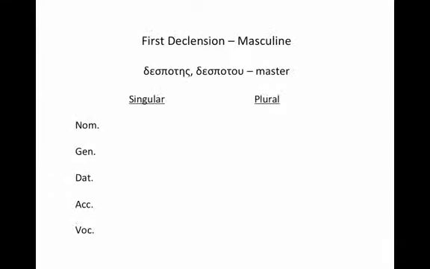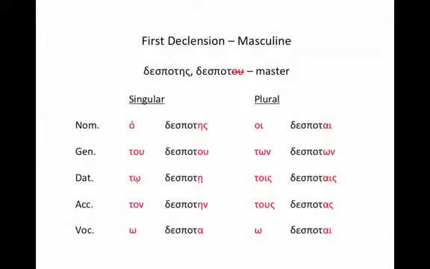So let's look at the first declension masculine. Now the first declension is split up into the masculine and the feminine, so we'll start here with the masculine. Our word here is despotes, despotu, and we go to the genitive to get our stem, drop off the ending, and then we add our whole declension endings.